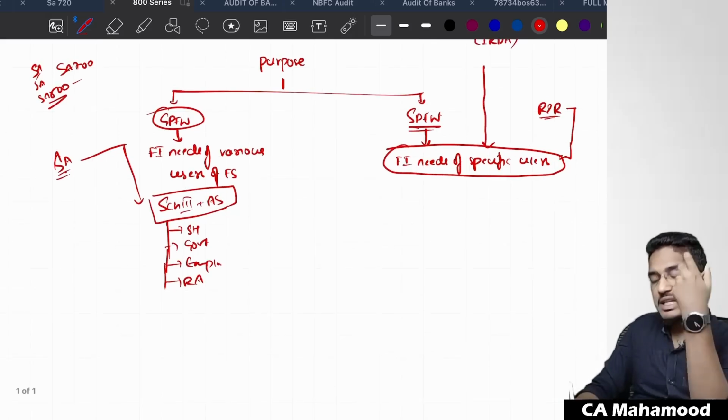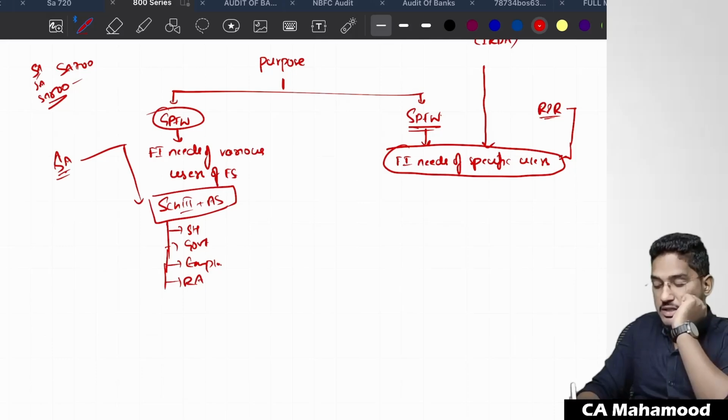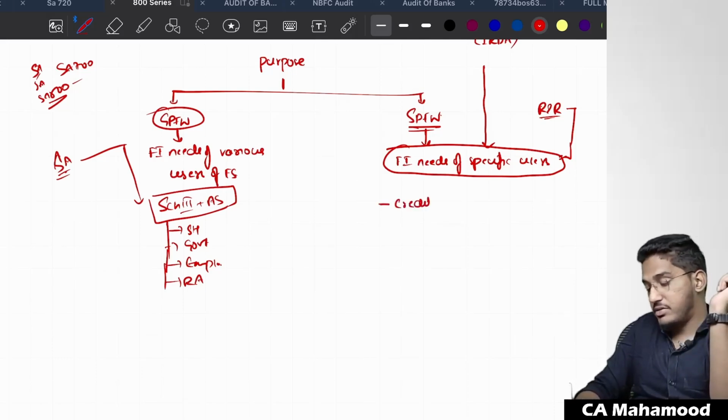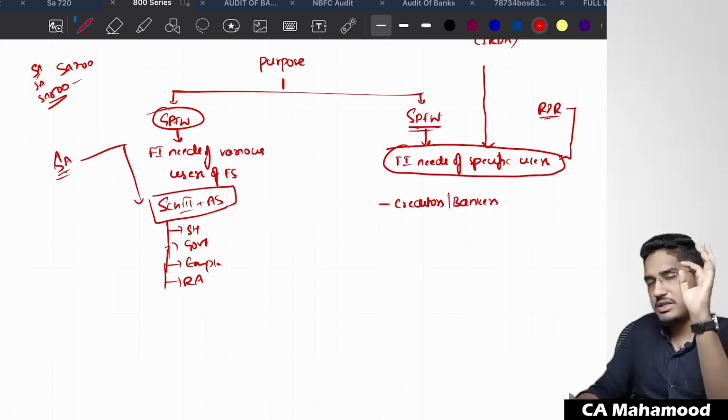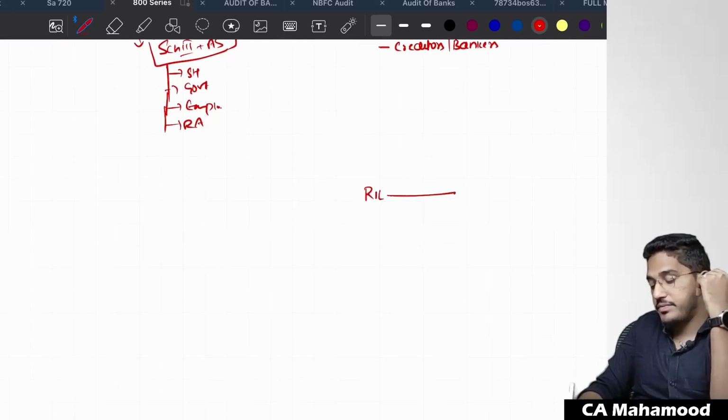Sir, what could be the examples of special purpose framework? Can you tell us? Let me tell you. See, sometimes what will happen is, take for example, creditors or bankers. Sometimes creditors or bankers will have one specific requirement. Take for example, there is a company, Reliance Industries Limited. It went to SBI asking for a loan.